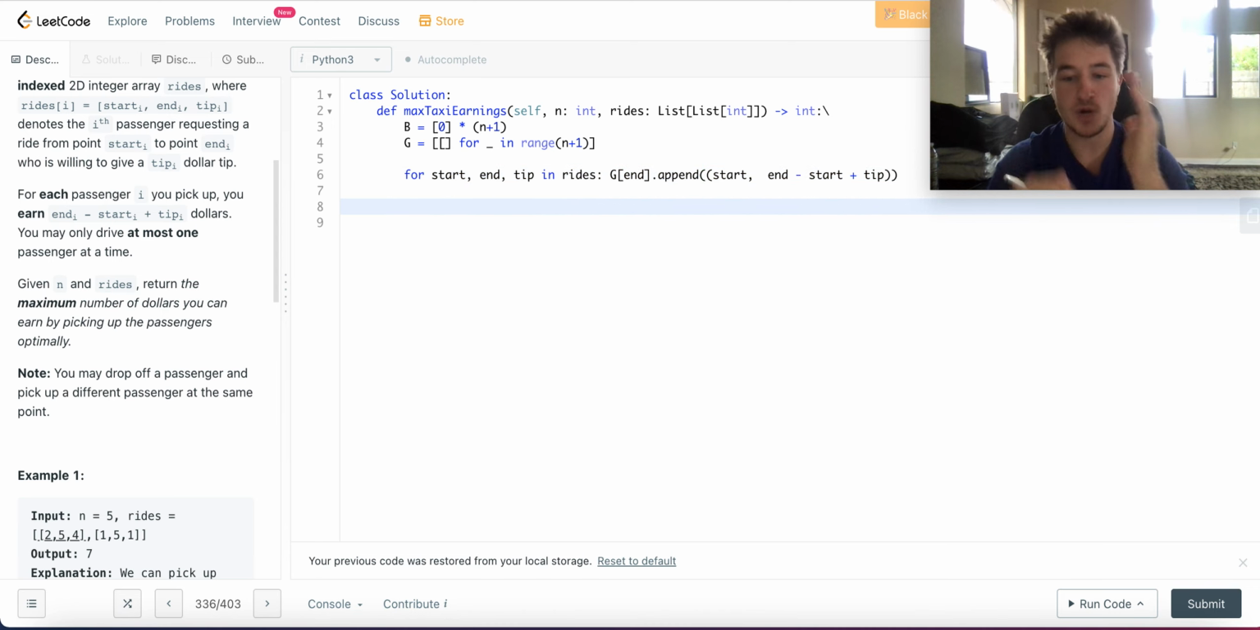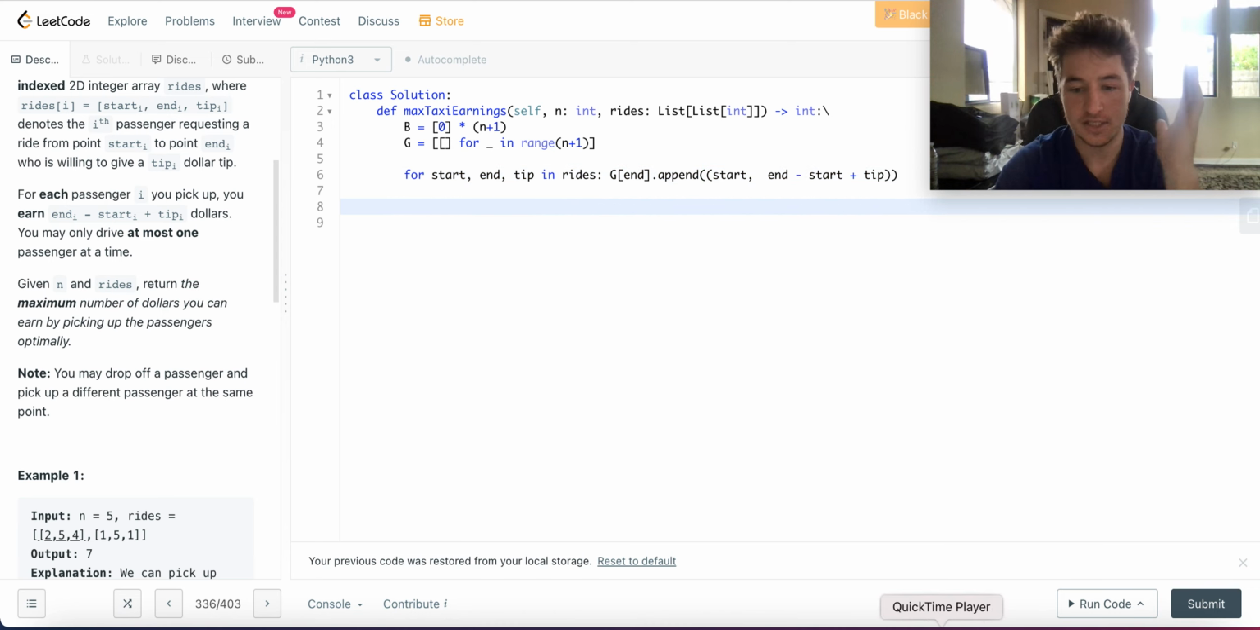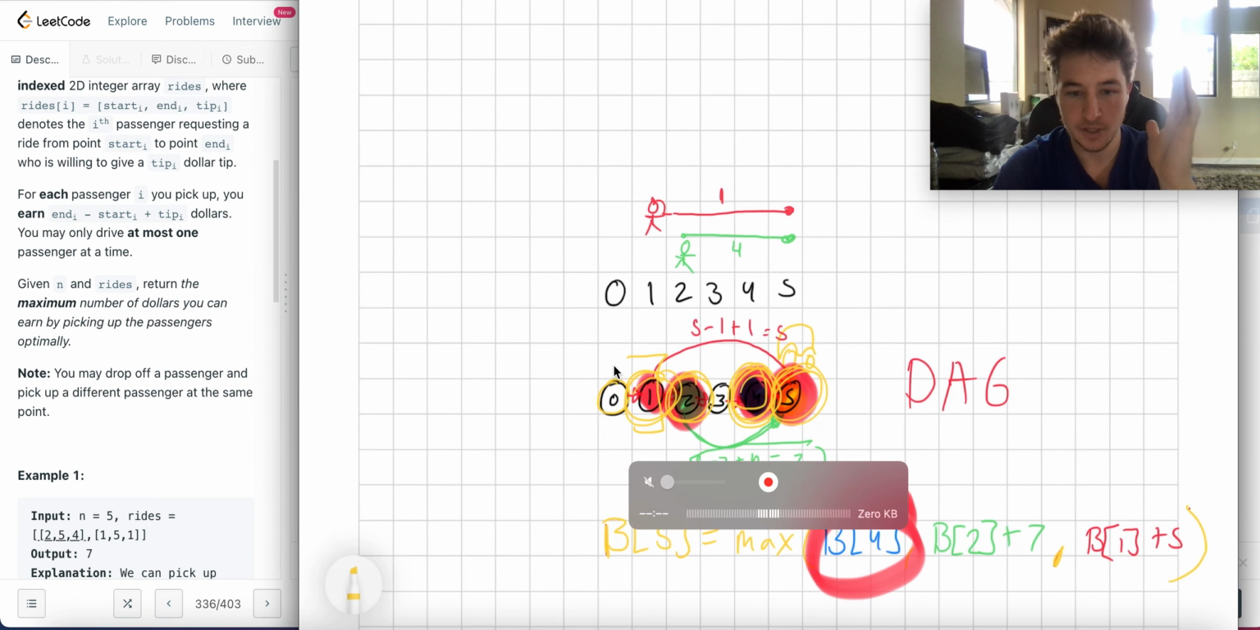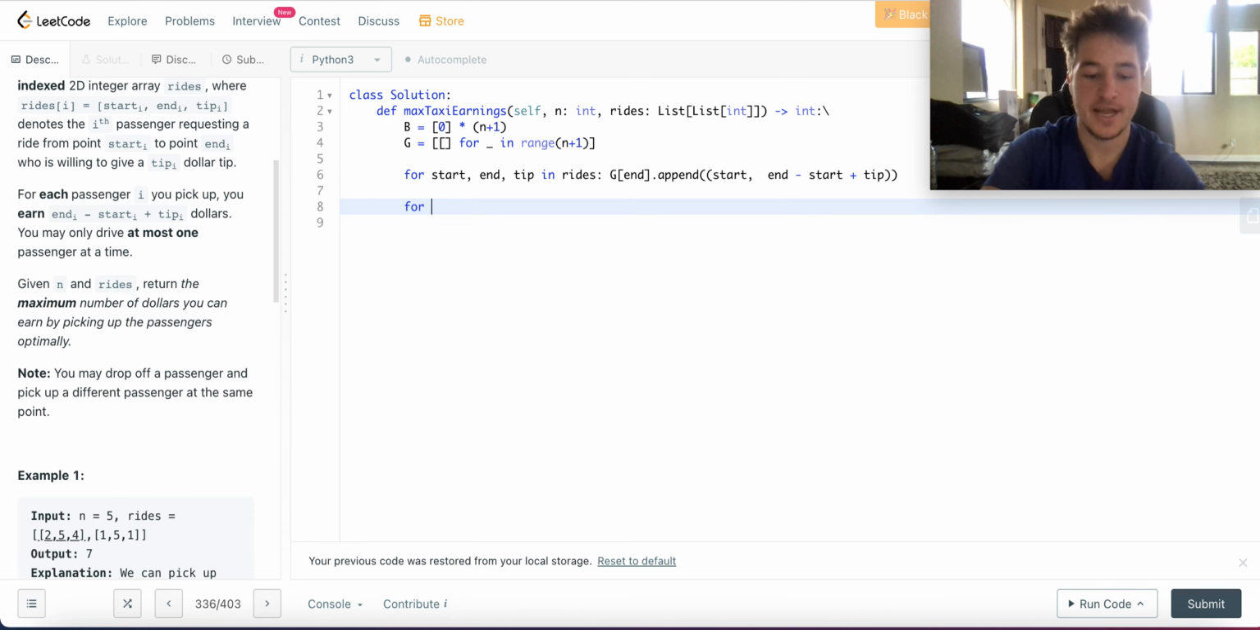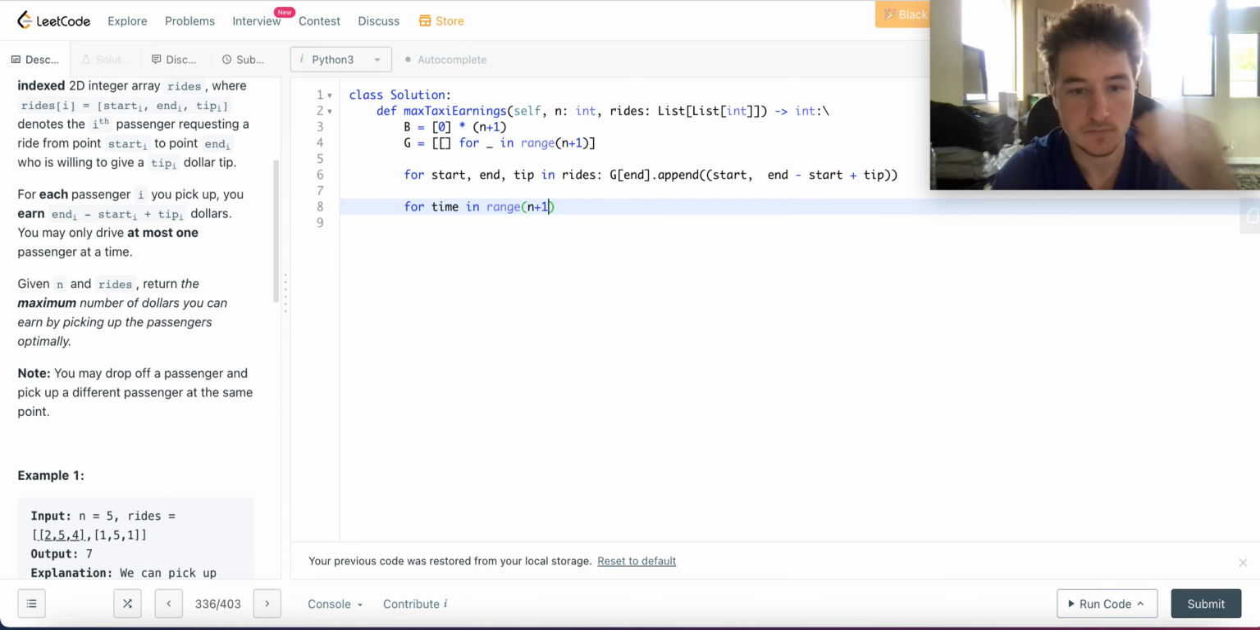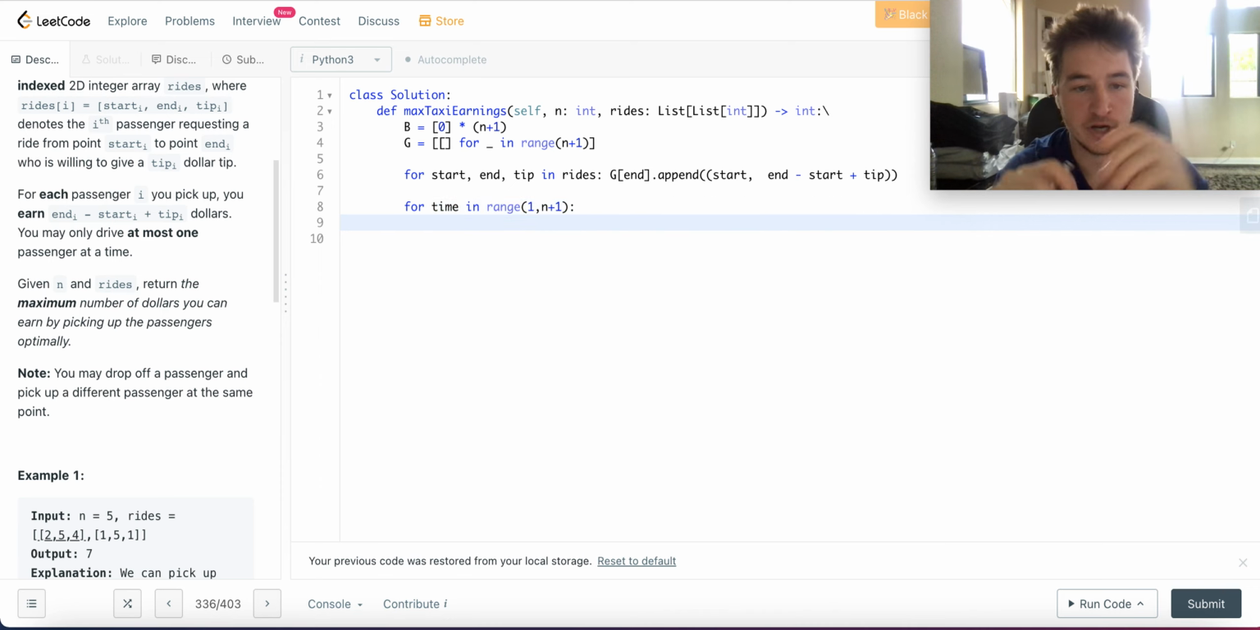And then we just need to process these slots in order. We look at this state, then this state, then this state, and so on. So we'll look at each state, calling it end time in range n plus 1. We don't need to look at state 0 because there isn't really a state 0, so it's just this one offset idea.